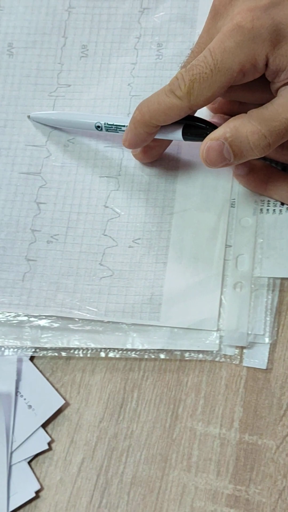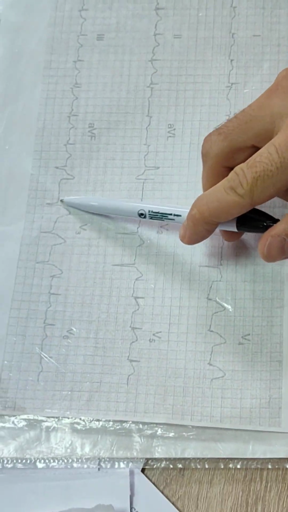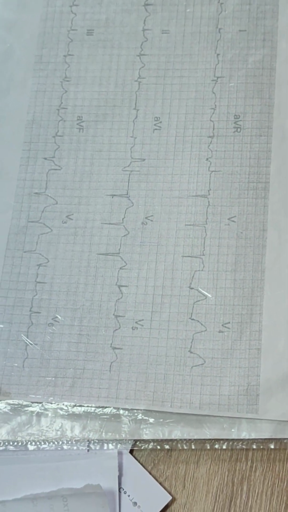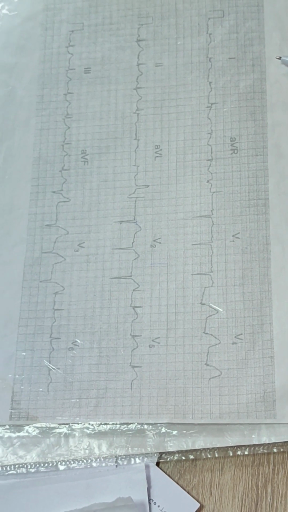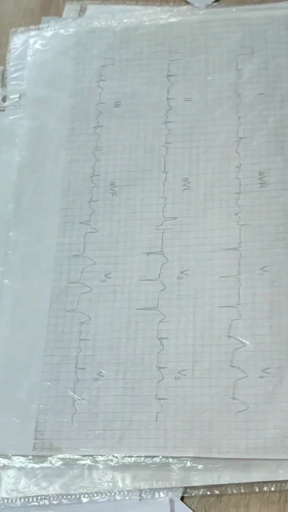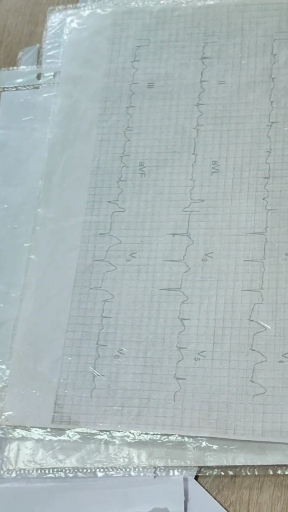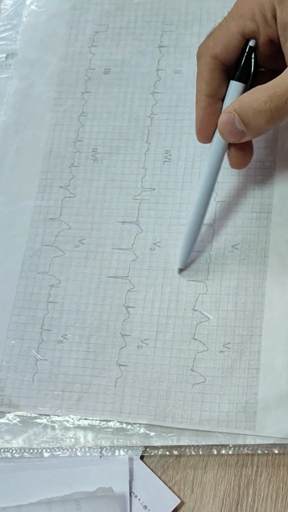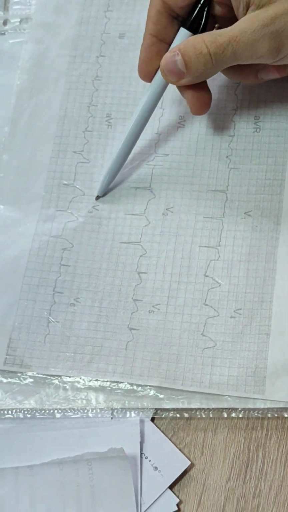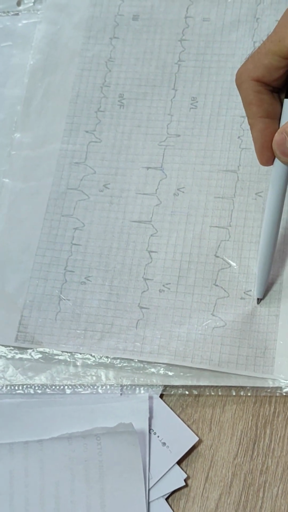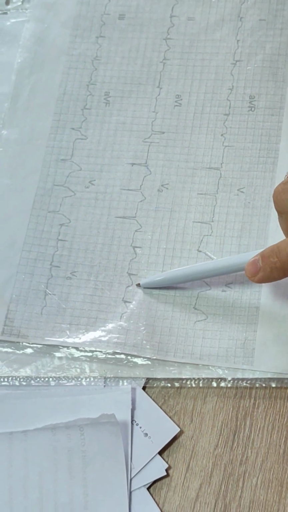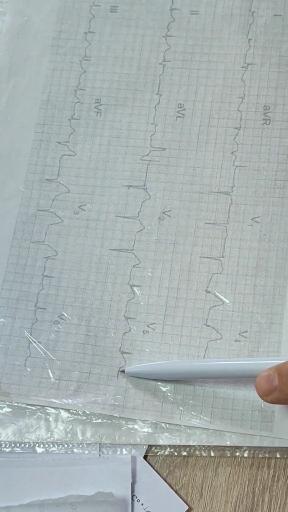There is a QS wave. That's why it is myocardial infarction. Transmural or big focal? Transmural, because there are no R waves. And location. V1, V2 is anterior wall. Septum, apex. Lateral wall may be a little bit involved, but not clear.